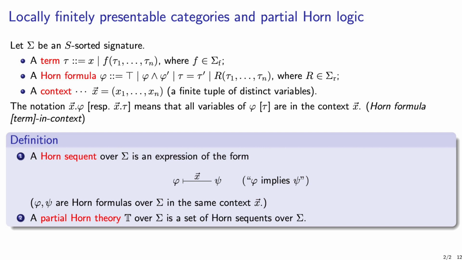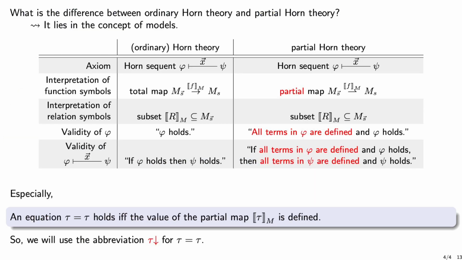Here, a Horn sequent is a pair of Horn formulas denoted in this way. This informally means that phi implies psi. Okay, now the definition of partial Horn theory up to this point is actually no different from the definition of ordinary Horn theory. So, what is the difference between Horn theory and partial Horn theory? The difference lies in the concept of models.